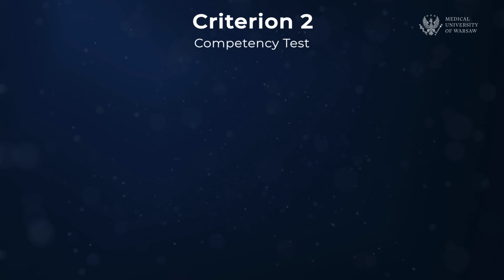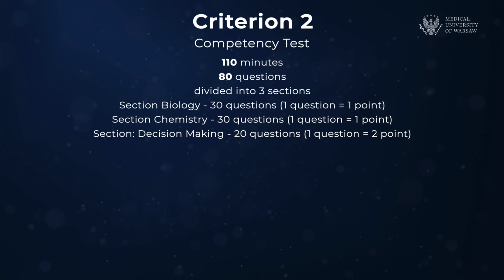Criterion 2 is the competency test. The exam lasts 110 minutes and consists of 80 questions divided into 3 sections. The first section is biology, 30 questions, each worth 1 point. The second section is chemistry, also 30 questions, each worth 1 point. The third section is decision-making, 20 questions, each worth 2 points. The maximum score a candidate can earn is 100 points.